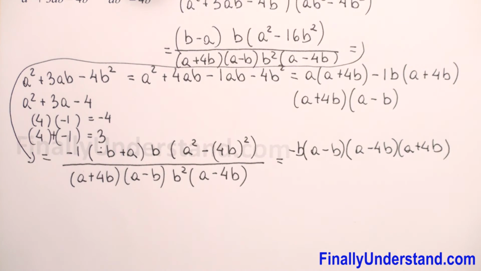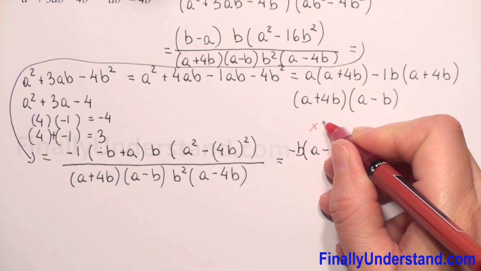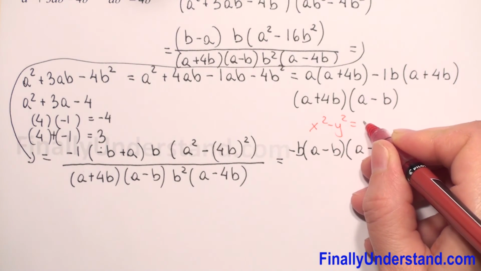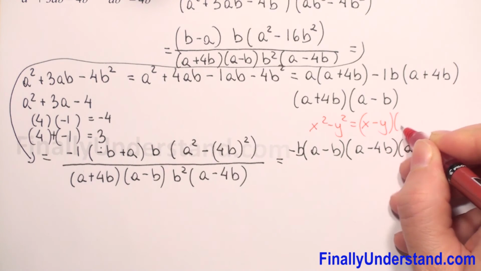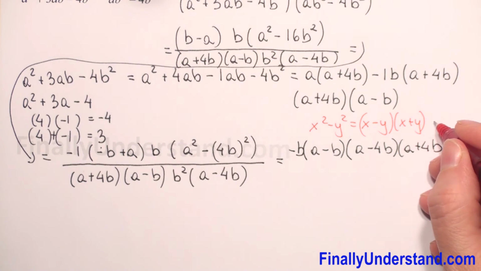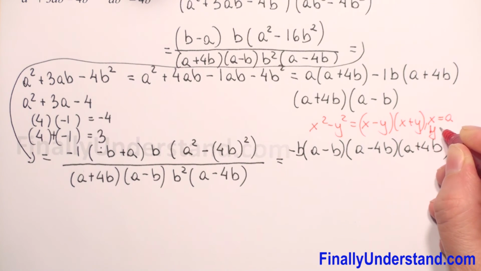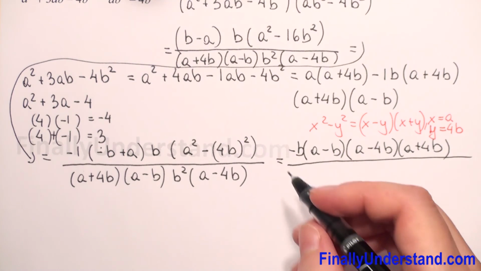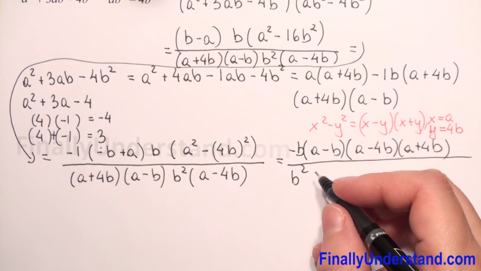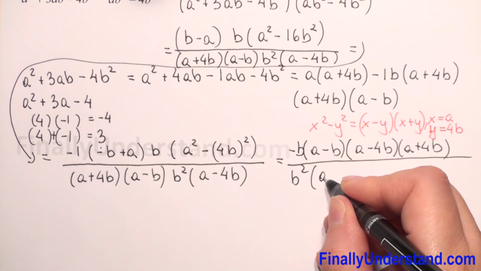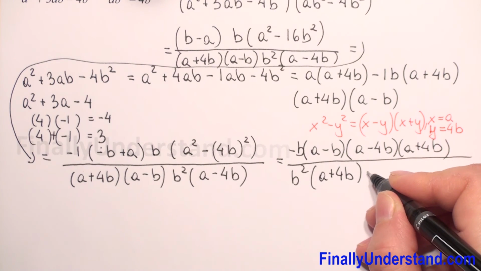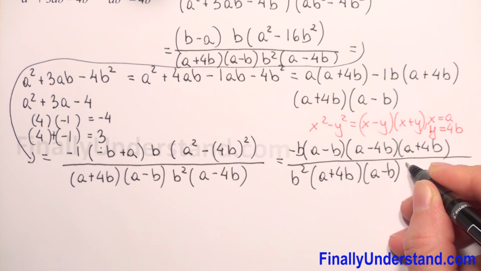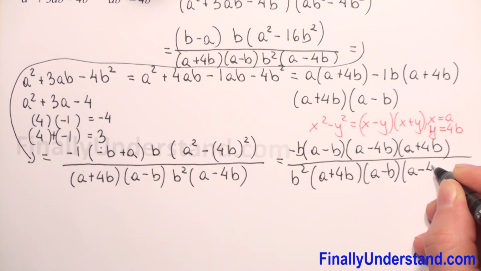Let me remind you of this formula. When we have x squared minus y squared, this is equal to x minus y times x plus y. In our example, x is equal to a, and y, of course, is equal to 4b. So I just use this formula. So this is over, first I will put b squared, and next I will put the parentheses. So we have a plus 4b times a minus b times a minus 4b.